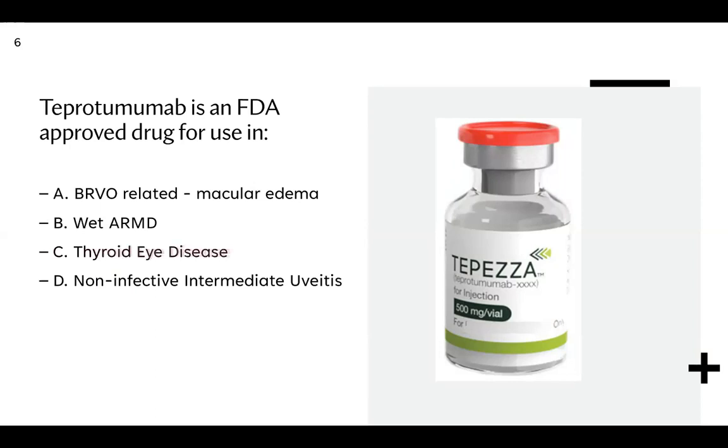And time is up. The poll is locked. The right answer is thyroid eye disease, but only 50% of the audience has got it right, which means that 50% was still a little confused. Tepezza is the brand name, as you can see.